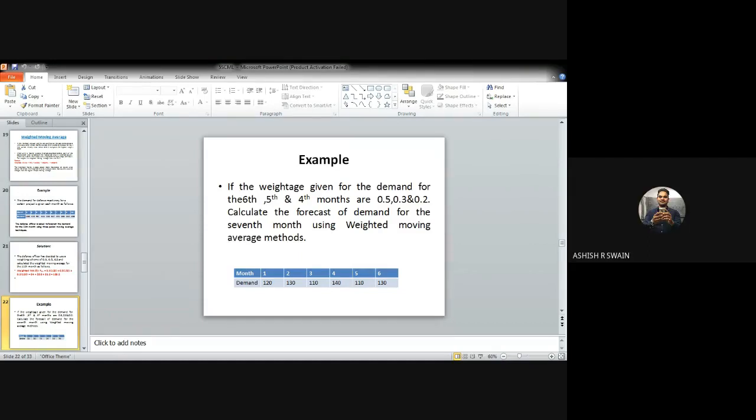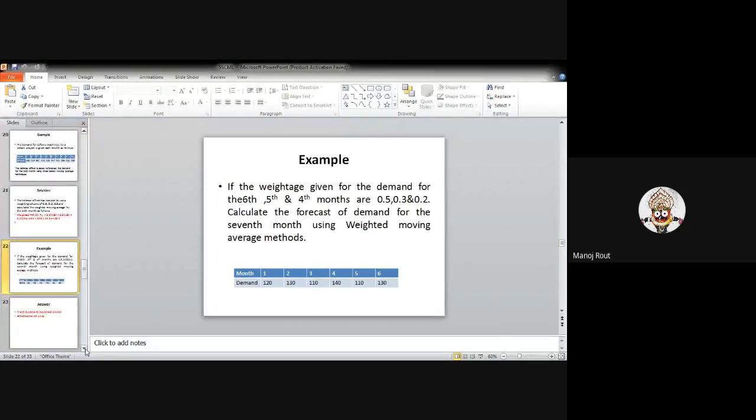Sir, 126. I just checked the answer. Yes, 126 is correct. What about others? Yes, sir, 126. Sagarika Naidu, what is your answer? Sir, 126, sir, I wrote it in the chat, sir. 126 units, that is clear.